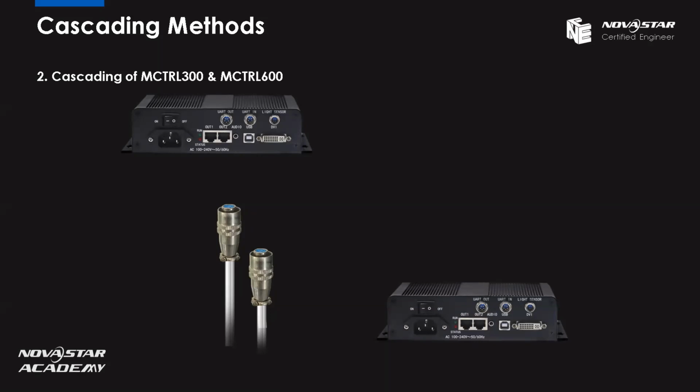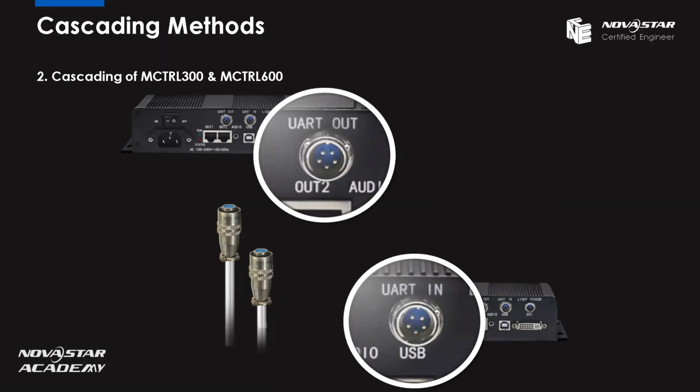For the M-Control 300 and 600, we are using this cable. Actually, this cable is also a 5-pin cable, but the shape is different. On the box, we can find UART out and also UART in. The same, the UART out from the first one connects to the UART in of the second one to finish the cascading job. Okay, so that's the way for the M-Control 300 and M-Control 600. It is a controller with one more box than the MSD300 and the MSD600.